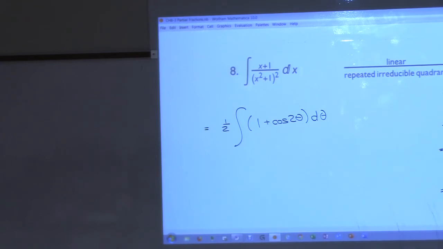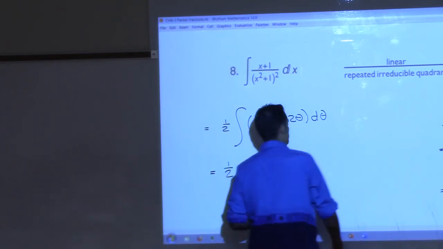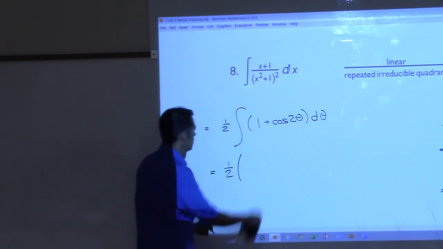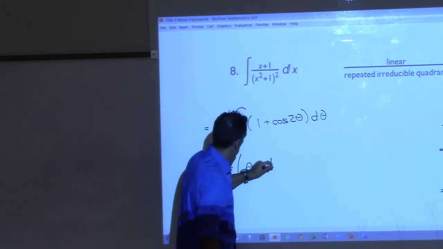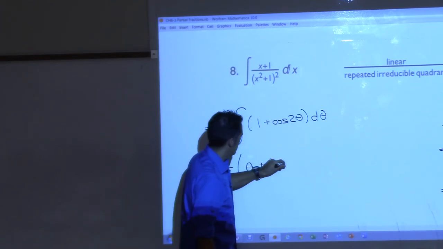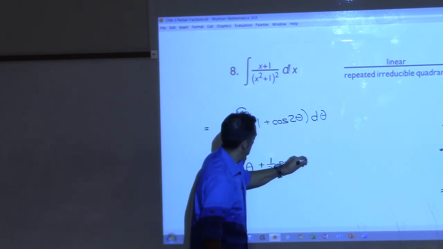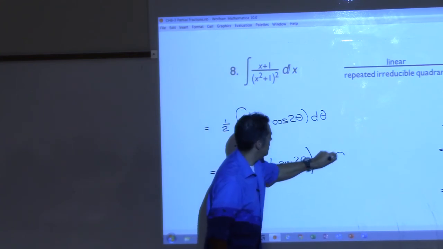Okay, now we can integrate this, right? We're ready for the antiderivative now. It's going to be theta plus 1/2 cosine 2 theta, antiderivative, oh, sine, my bad, d theta, plus C.